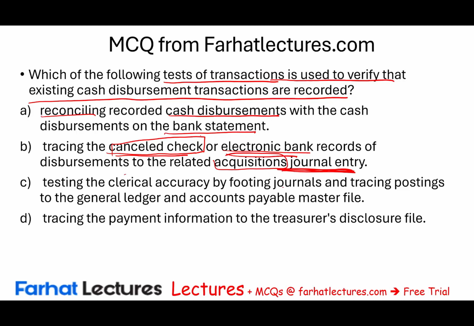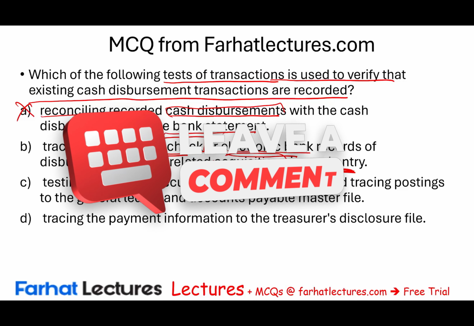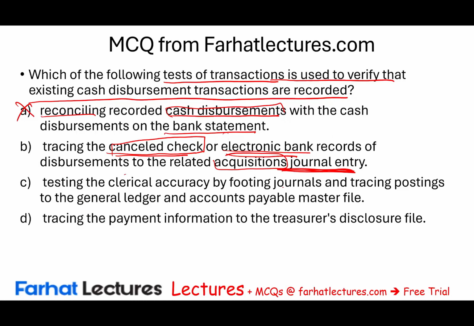Because if I compare them to the bank statement, yes, if I send a check out, it's going to be in the bank statement. But is it actually recorded? I'm not sure because I have to look in the journal entry. So between A and B, I can take out A, keep B. Because remember, is it actually recorded? Recorded where? In the books. If I look at the cash disbursement and the bank statement, well, yeah, but if it's a cash disbursement, it's going to be in the bank statement. But if I look at the canceled checks and look to see if it's in the journal entry, I am testing whether the existing transaction is actually recorded.